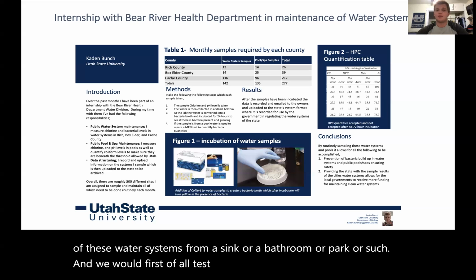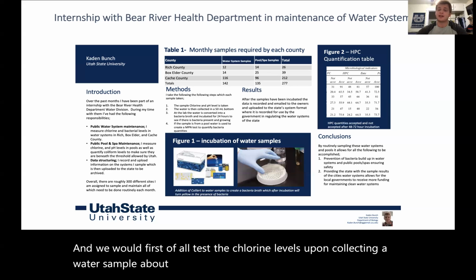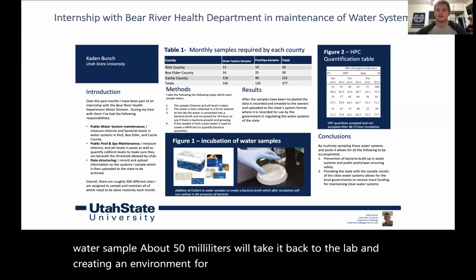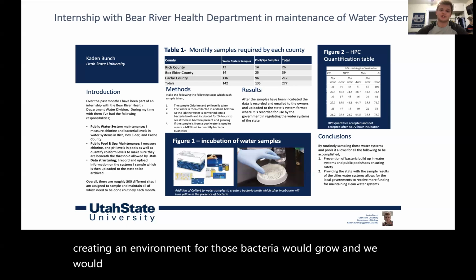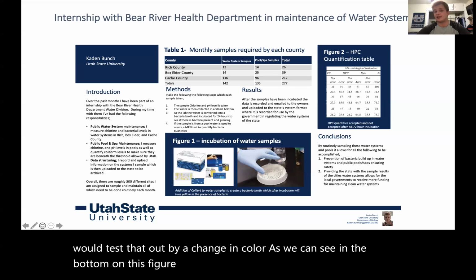levels. Upon collecting a water sample, about 50 milliliters, we take it back to the lab and create an environment where, if there's bacteria, it would grow. We would test that by a change in color, as we can see at the bottom of figure one. You can see a clear bottle and a yellow bottle.